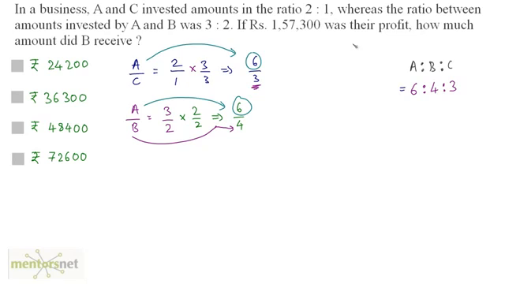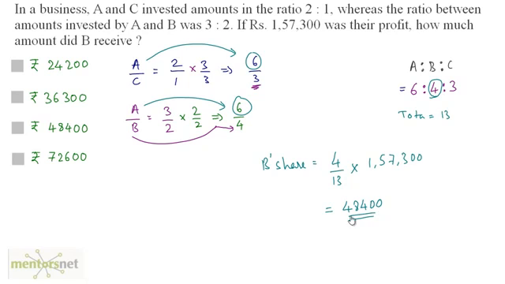Now we want B's share. So B has received 4 parts out of the total parts, which is 6 plus 4 is 10 plus 3 is 13. So B's profit share is equal to 4 parts out of 13 times the total profit, which is 1,57,300. When you solve this, you will get 48,400. So option C is the correct answer here.